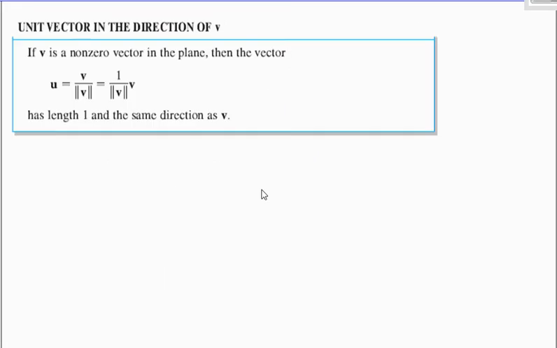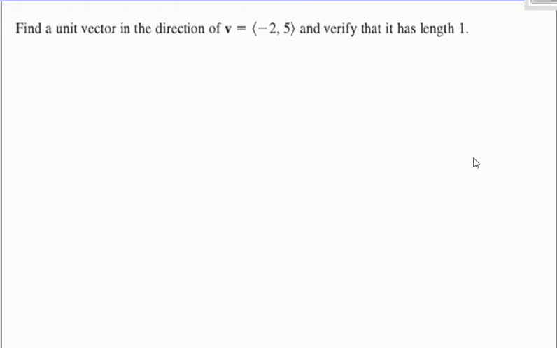All right, now you guys, a unit vector in the direction of v. If v is a non-zero vector in the plane, then the vector u equals v divided by the magnitude of v, or 1 over the magnitude of v times v. It has a length of 1 and goes in the same direction as v. That's a unit vector. So to find a unit vector, all you do is take a vector and divide it by its magnitude. So here's an example.